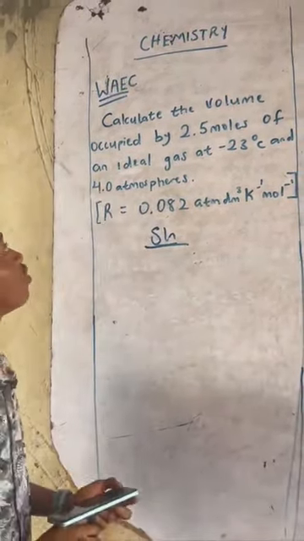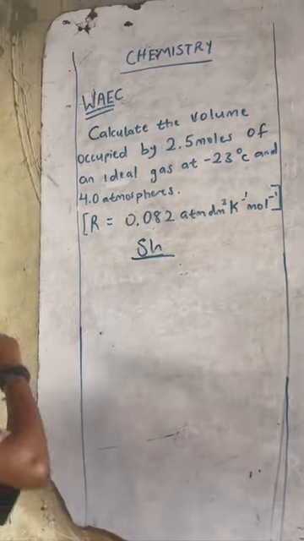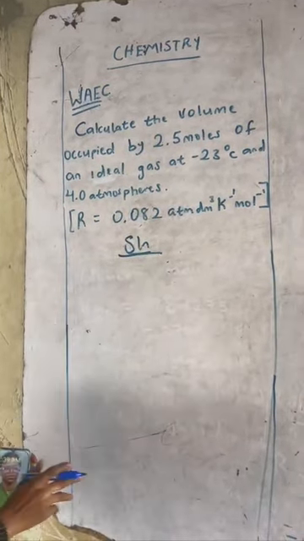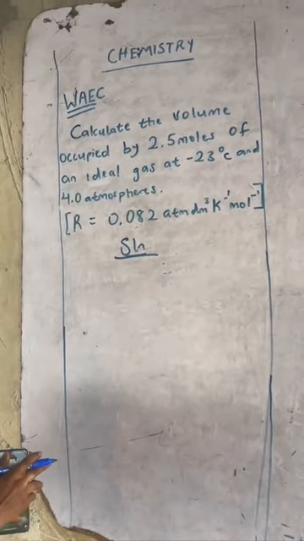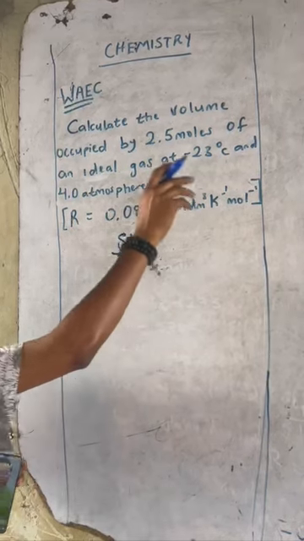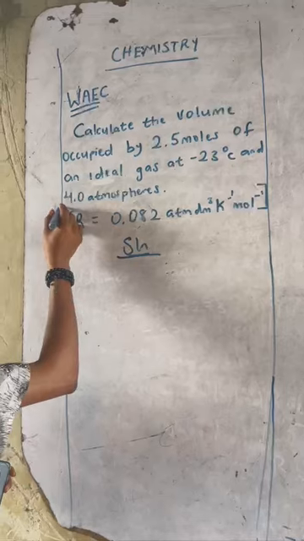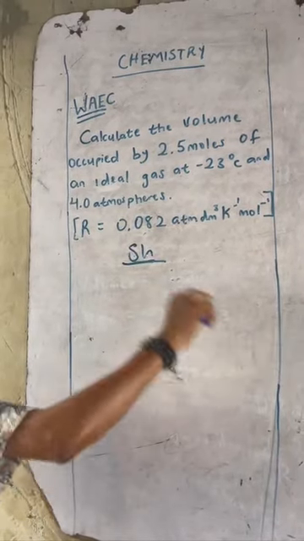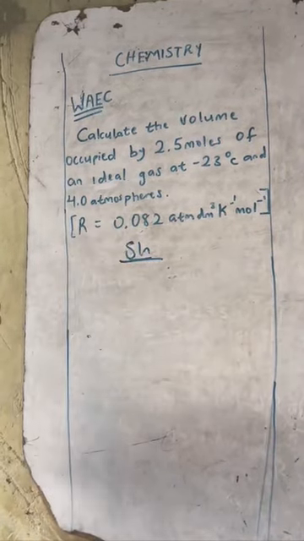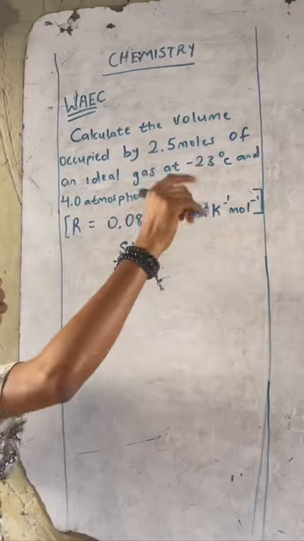So here we have our wire question today. The question says, calculate the volume occupied by 2.5 moles of an ideal gas at minus 23 degrees Celsius and 4.0 atmospheres. We are given our gas constant R to be 0.082 atm dm³ per Kelvin per mole.